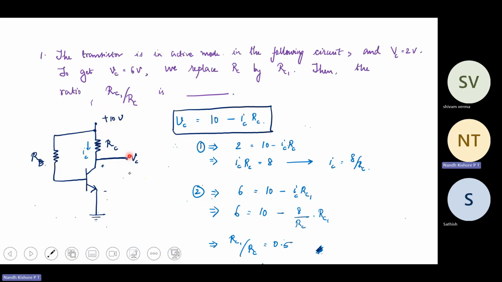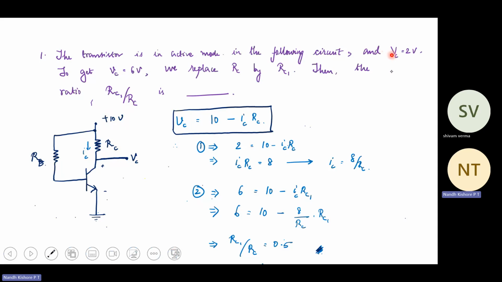So VC is basically 10 minus some drop. The drop is across resistor RC. So VC is equal to 10 minus ICRC. They have told that initially VC is equal to 2 volts, and you have collector resistor RC. Now I am getting VC equal to 6 volts with another resistance RC1.